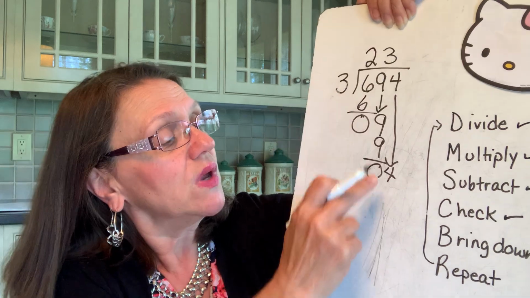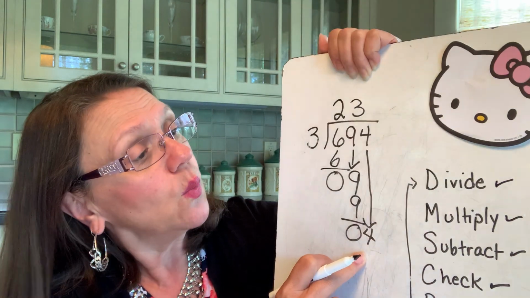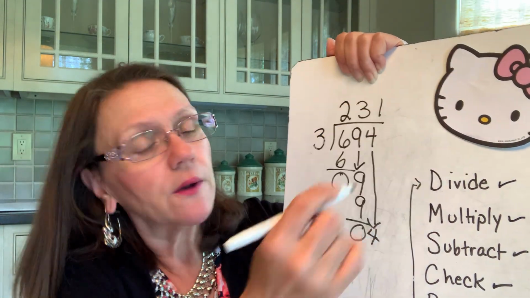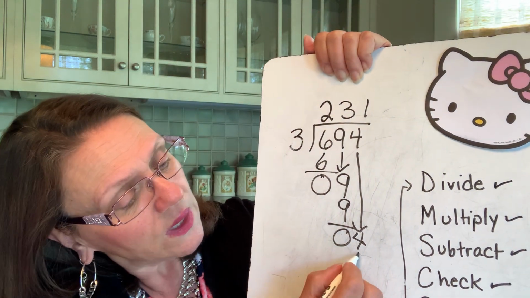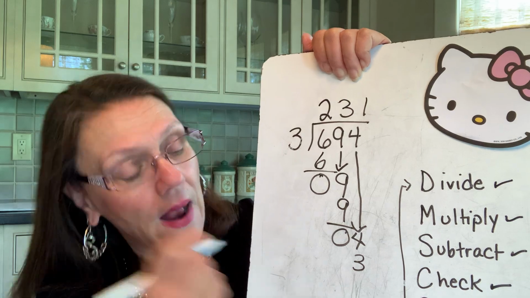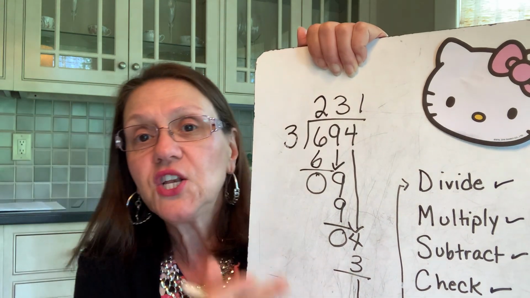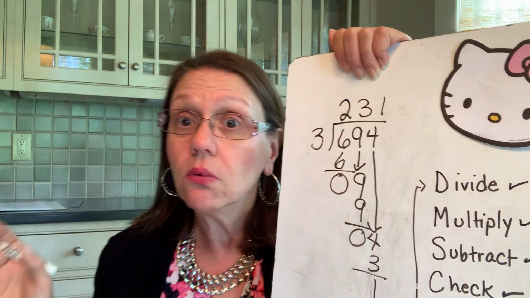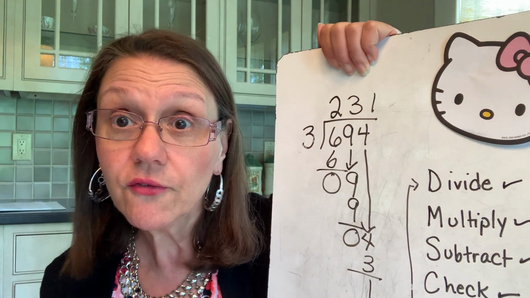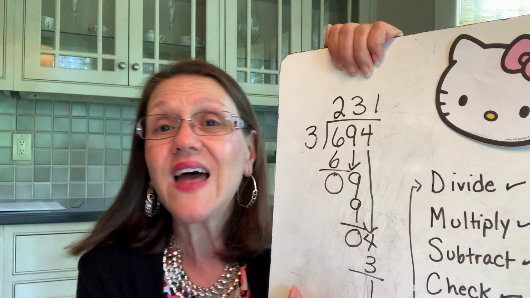How many times does 3 go into 4? Well, it goes in 1 time. So I put my 1 up here. Then I multiply. 3 times 1 is 3. I subtract. 1. I check. 1 is less than 3. And I go to bring down and whoa, there's nothing left. Well, that means that is my remainder.